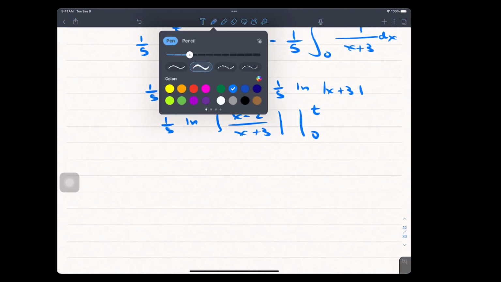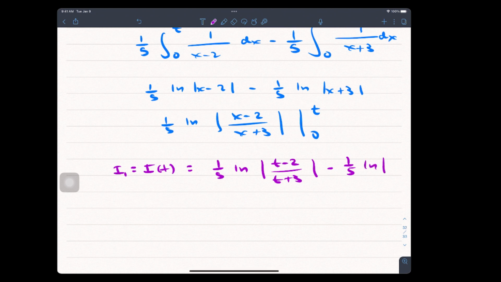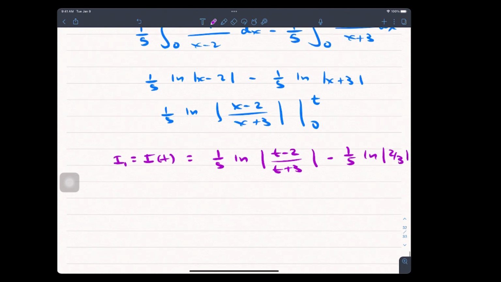Now I'm going to go back to purple because that's my I of t, so I should have been purple all along, right? And that's I1, by the way. Okay? So I1, I of t, is if I plug this in, it's 1/5 natural log absolute value t minus 2 over t plus 3, minus 1/5 natural log absolute value, really, of negative 2/3, which is positive 2/3. Okay. Get rid of that.